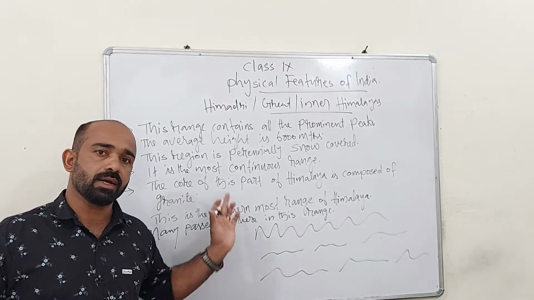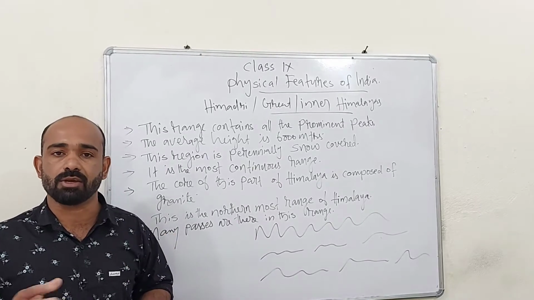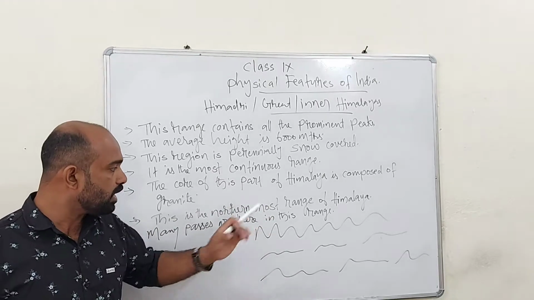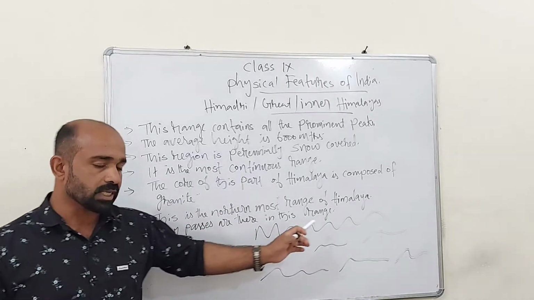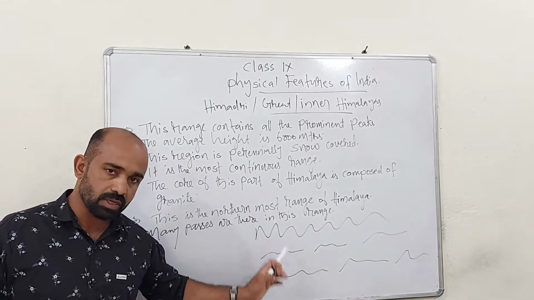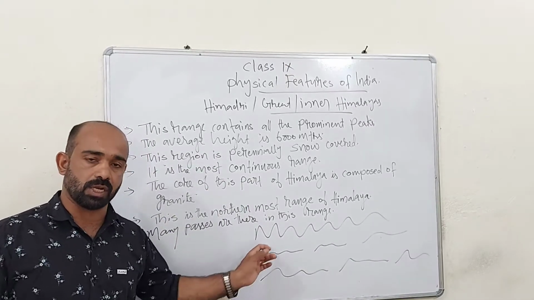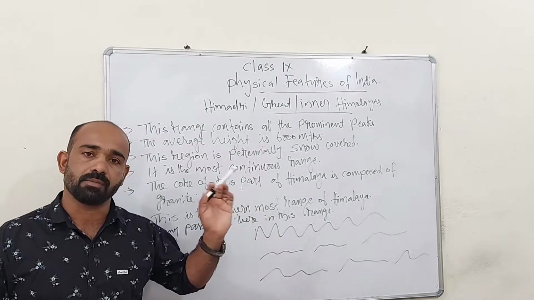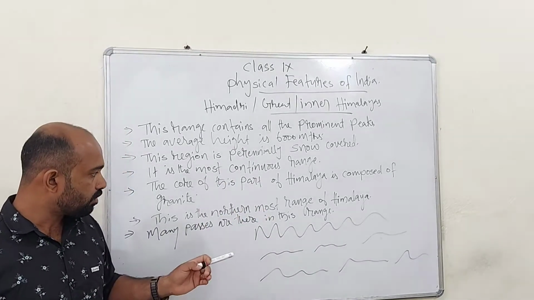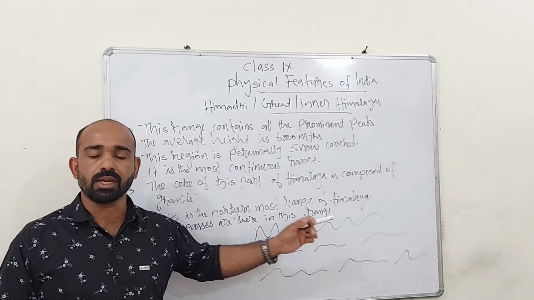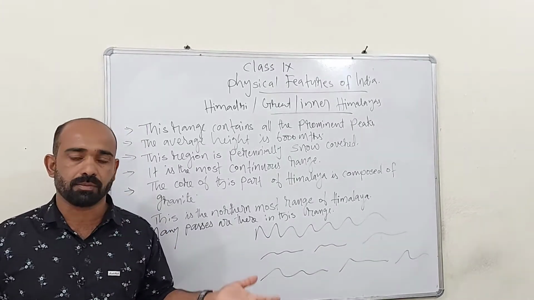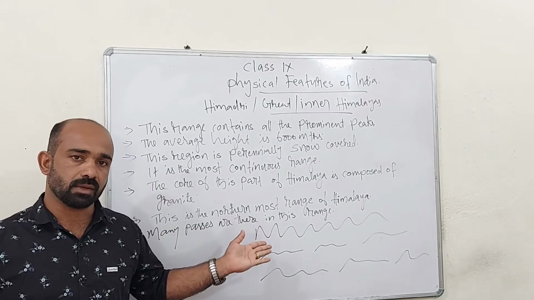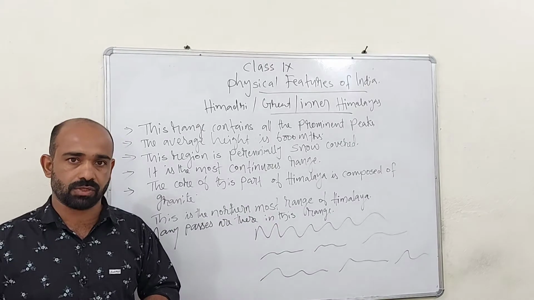And that's why glaciers also originate here, just like Gangotri Glacier, Yamunotri Glacier. Such kinds of glaciers are also found in Himadri. And this is the most continuous range. When comparing all three mountain ranges, this is the continuous range. And this part of Himalaya is composed of granite. Many passes are also there in this mountain range, like Nathula, Shipki La, Bomdila, Karakoram. Such kinds of passes are also found in this range.